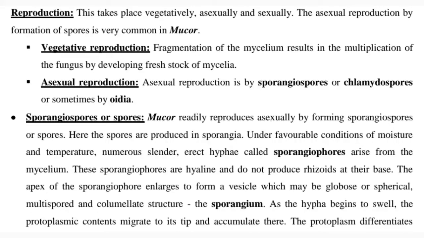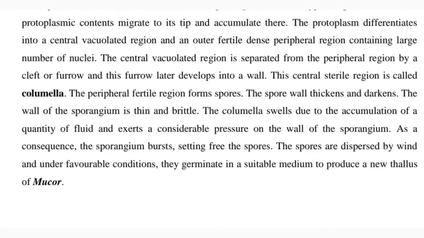the sporangium. As the hypha begins to swell, the protoplasmic contents migrate to its tip and accumulate there. The protoplasm differentiates into a central vacuolated region and an outer fertile dense peripheral region containing large number of nuclei. The central vacuolated region is separated from the peripheral region by a cleft or furrow, and this furrow later develops into a wall. This central sterile region is called columella. The peripheral fertile region forms spores.